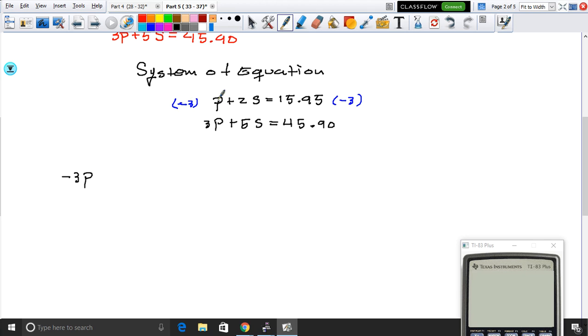Because again, we're just multiplying this, and negative 6S equals 15.95 times negative 3, that equals negative 47.95. Now let's rewrite the second equation because we have not done anything to it.